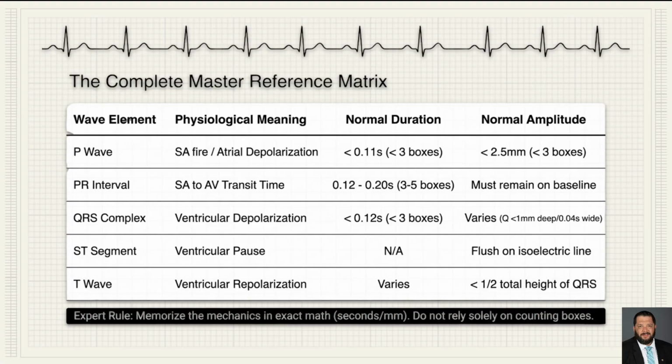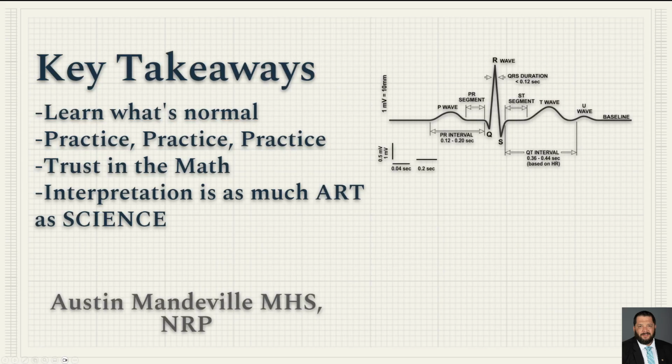It should be an asymmetrical object in the same deflection as the QRS complex, with a soft slope upward and a rapid return to baseline, less than half the total height of the QRS complex. One key here is memorize the numbers. Don't just rely on the boxes. If you can help remember the mechanics and the math of this, it will make interpretation easier in the future.